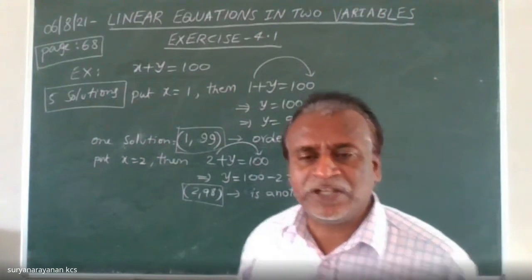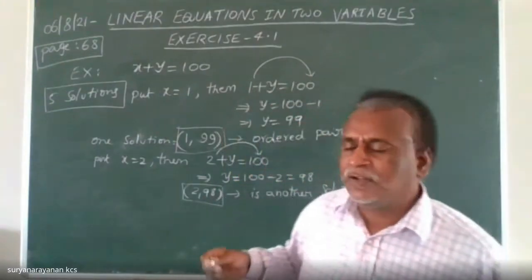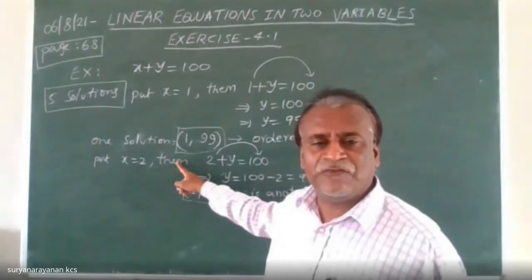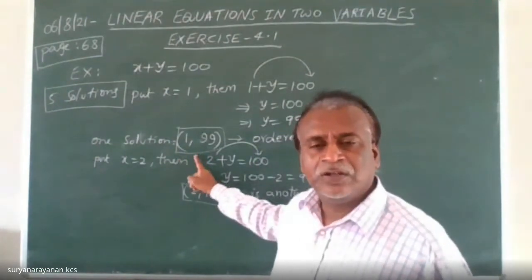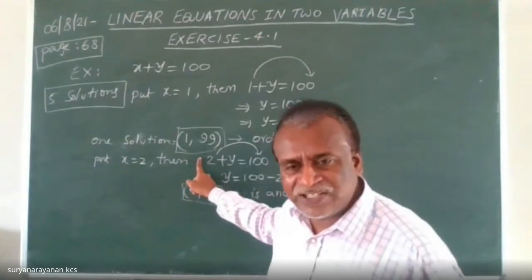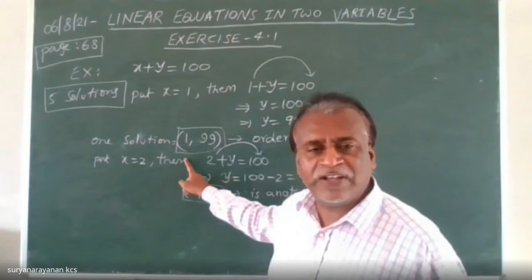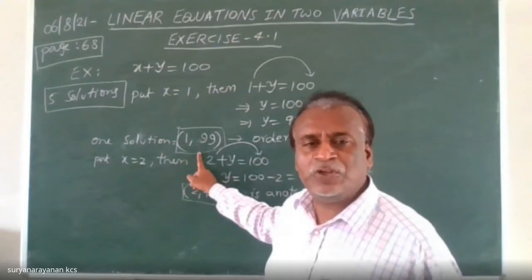Understood this point, my children? Got this point? Anytime, anywhere, we represent the solution of a linear equation in 2 variables in the form of an ordered pair, in which the first number denotes the value of x and the second number denotes the value of y.